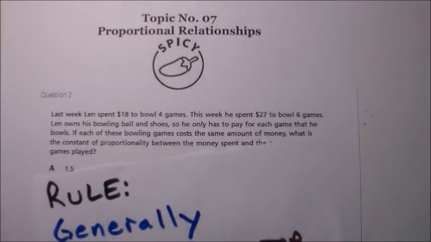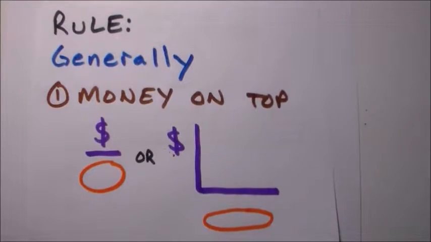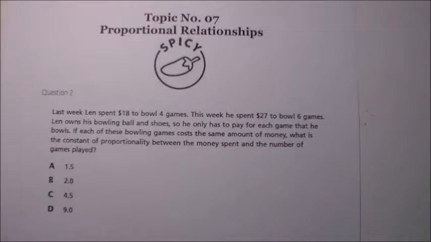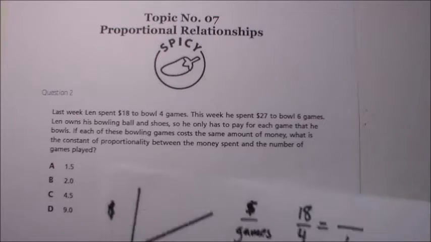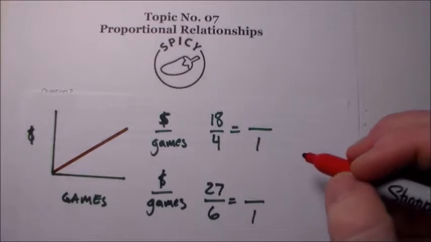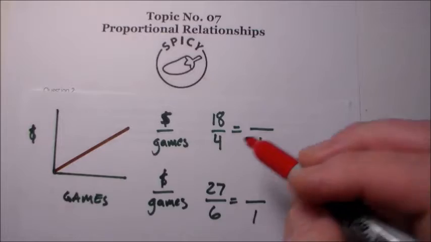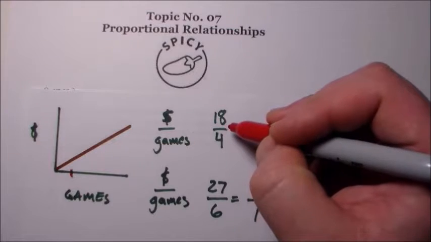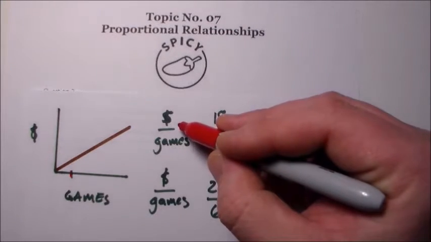So okay, here I put these rules together. You have money on top and you have constant of proportionality is rise over run. Well, then I'm going to conceive of this question as dollars per games. I'm going to find out my rise over run, or my constant of proportionality, with dollars per games. I'm going to have dollars on the top, or dollars on the y-axis, like we talked about. And if I use proportions to tell me how much rise I'm going to get for every run of 1, well, that would be $18 per 4 games. Remember, dollars goes on top.